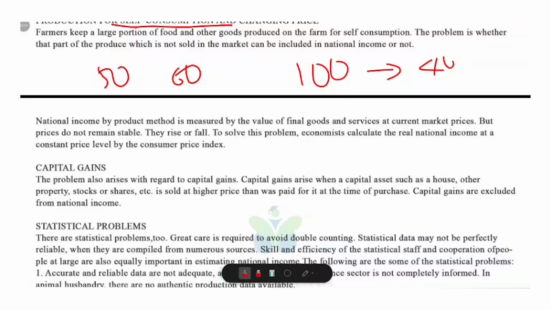In short, self-consumed goods are included by assigning market value. Real national income adjusts for price changes to reflect actual growth.